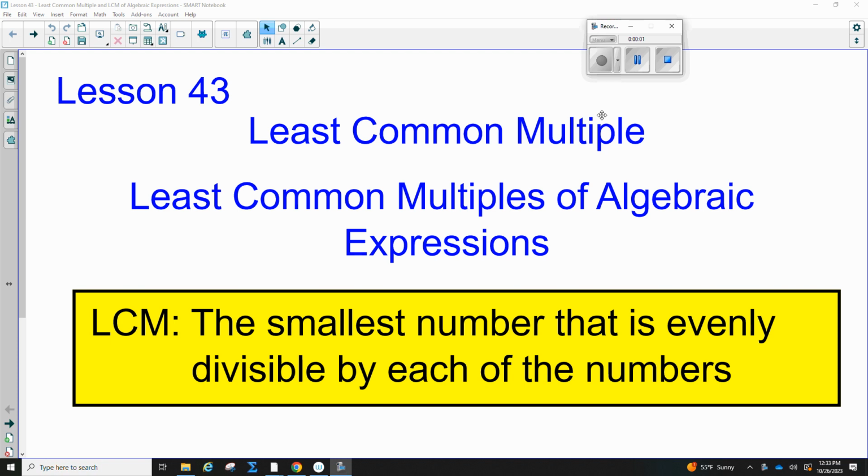All right, lesson 43 is least common multiple. The least common multiple is the smallest number that is evenly divisible by each of the numbers. It's the smallest number that they all go into. Okay, the smallest number they all divide evenly into. I know you're using the word the smallest number, but it's bigger than all the other numbers, because they all have to divide into it.